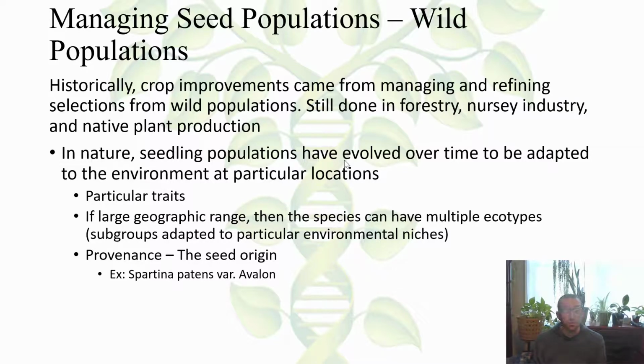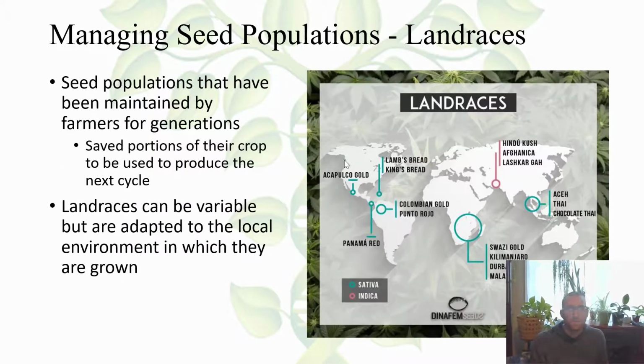And so I use Spartina patens, which is a salt marsh grass. There is a variety, Avalon, which was taken from Avalon, New Jersey. So that's a good variety. I know if I'm doing wetland restoration in coastal New Jersey, I'm going to want to use that variety as opposed to a different variety that is potentially adapted to some other environment. So historically, we could have managed some wild populations, looked for crop improvements from these local adaptations.